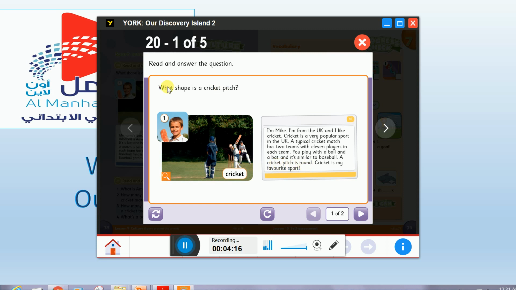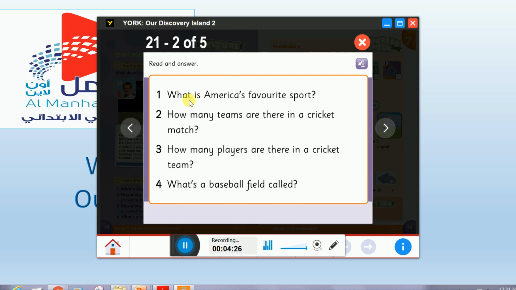When I ask you what shape is a cricket pitch, you can say a cricket pitch is round. So let's answer questions about these passages. The first one is, what is America's favorite sport? You can say baseball.